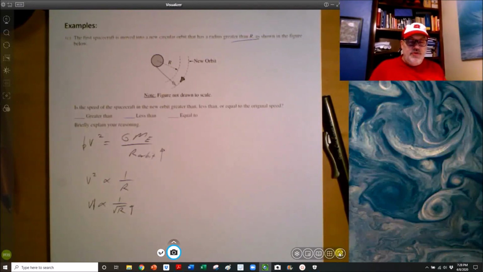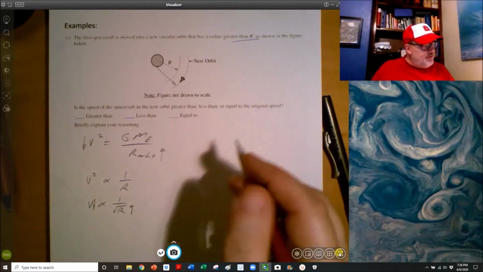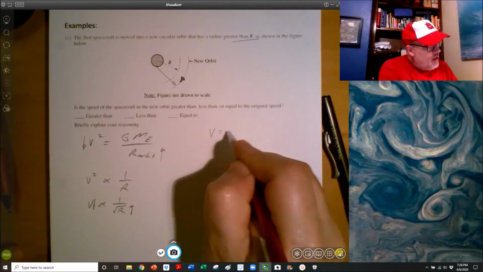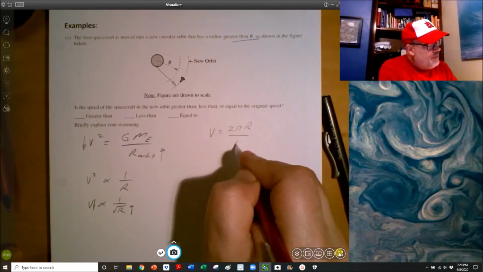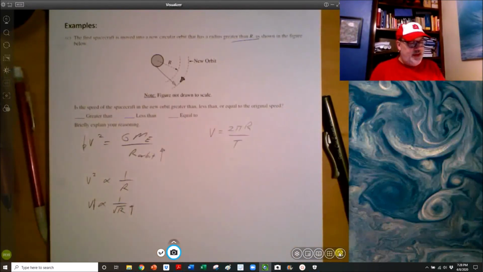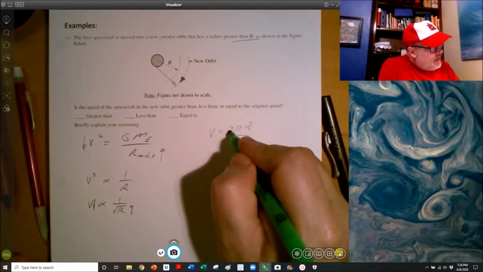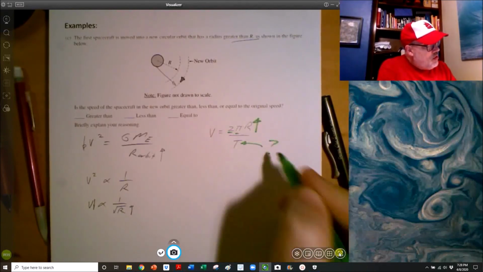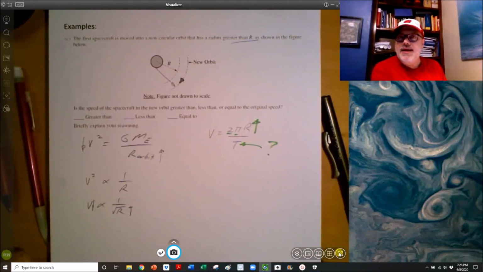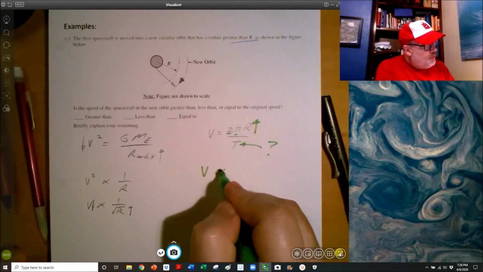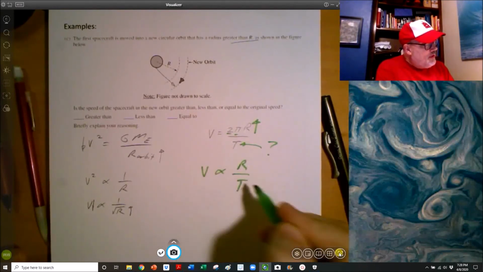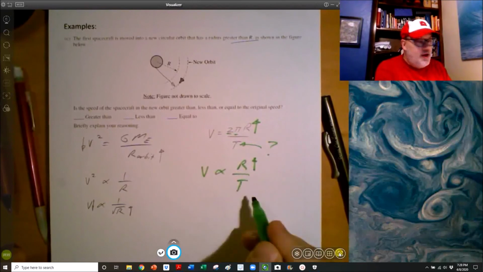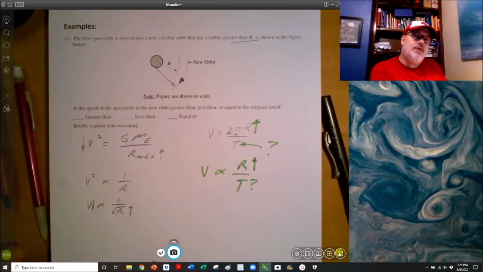Now, I know some of you may be asking, but wait a minute, I tried to solve it this way. Doesn't V also equal 2 pi r over the time period? And you're absolutely right. That is true. The thing is that these two are constants. R is increasing, but we do not know what is happening to the time period. That is not a constant. So V is proportional to R over the time period. And while this is going up, we have no idea what's happening to the time period.